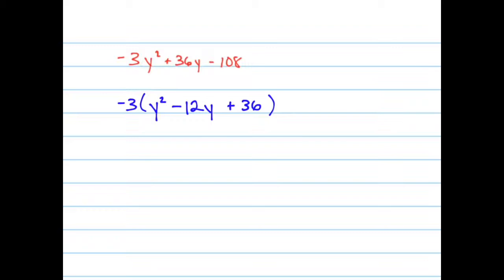Y squared and 36, they're both perfect squares, right? What's the square root of y squared? y. What's the square root of 36? 6. And the middle term is 12, 2 times y times 6. So we've got the negative 3, which has to stay there, and we've got a y and a 6. What goes between them? Subtraction.